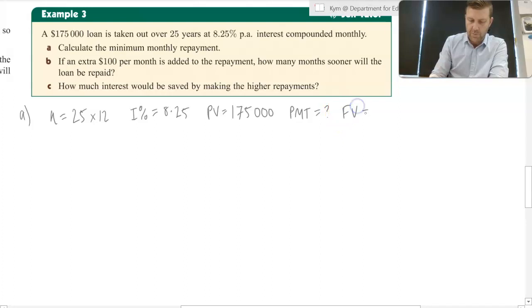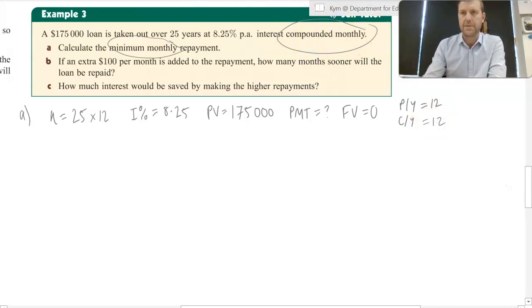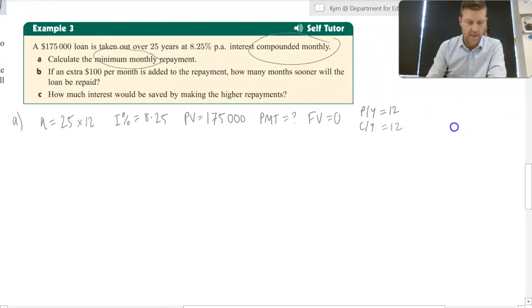The future value we want to be 0 because you want to pay off that loan completely. PY and CY will both be 12. PY is 12 because we're calculating the minimum monthly repayment, and CY is 12 because there are 12 compound periods per year as the interest is being compounded monthly. So in our graphics calculator, we just put those values in and ask it to determine the PMT for us.